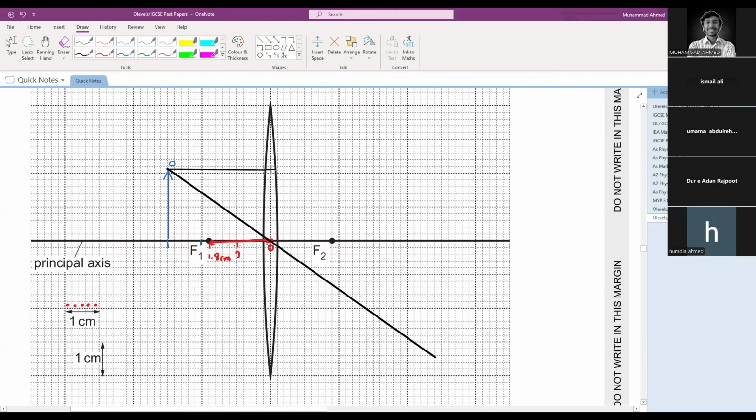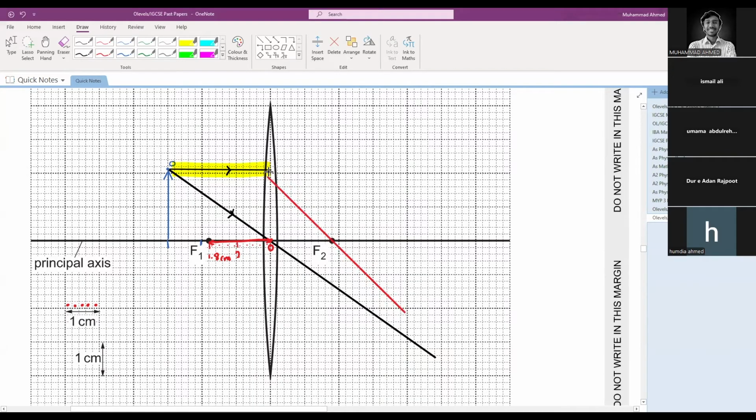Somewhat along these lines. And this second ray is parallel to the principal axis. Beta, now please, I need your undivided attention. Any ray that is parallel to the principal axis and hits the lens will pass through what? Will pass through the focal point.